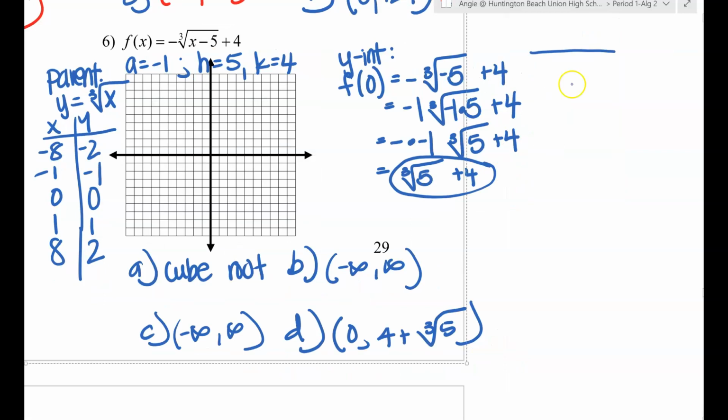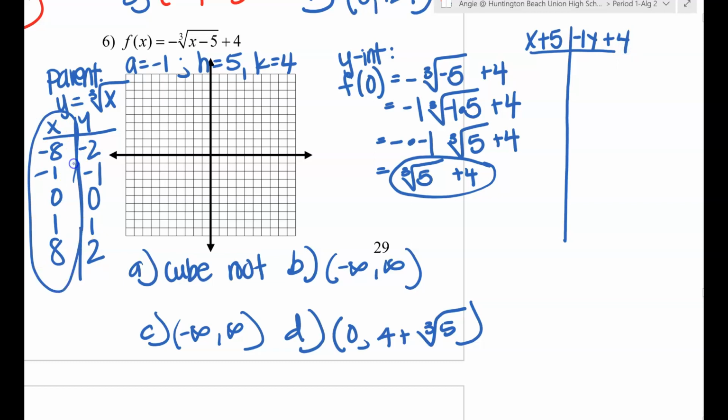Okay, this transform table, let's try to make it here. So x plus 5, -1 times y plus 4. Take all of your x values here. -8 plus 5 is -3. -1 plus 5 is 4. 0 plus 5 is 5. 1 plus 5 is 6. 8 plus 5 is 13. Take all the y values.